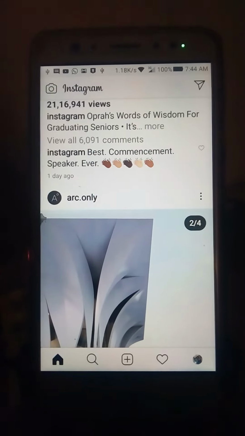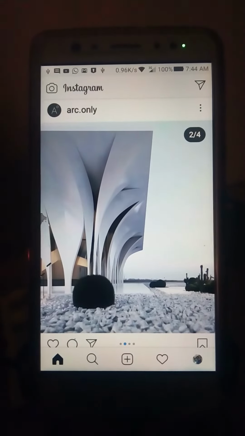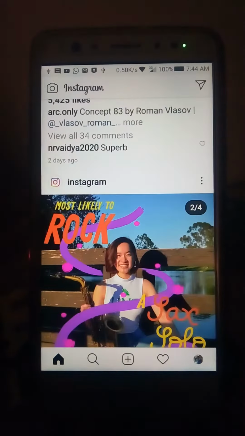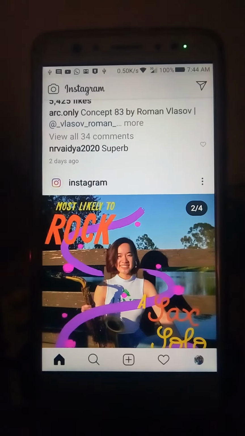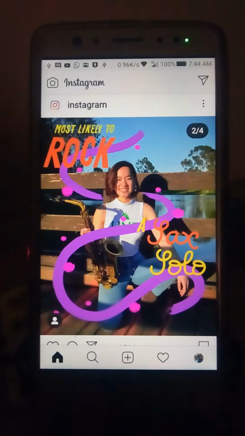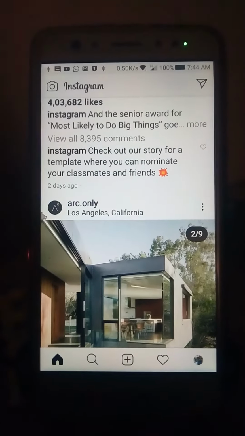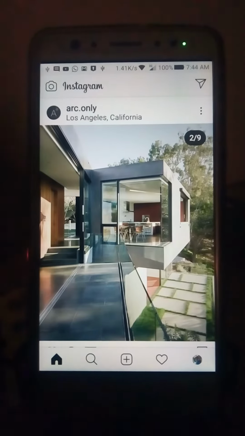The next one, arc.only, the next one, not this one. This has only 4 pictures. This is being executed on the Coolpad Note6 mobile phone. This one. Keep it at the beginning.